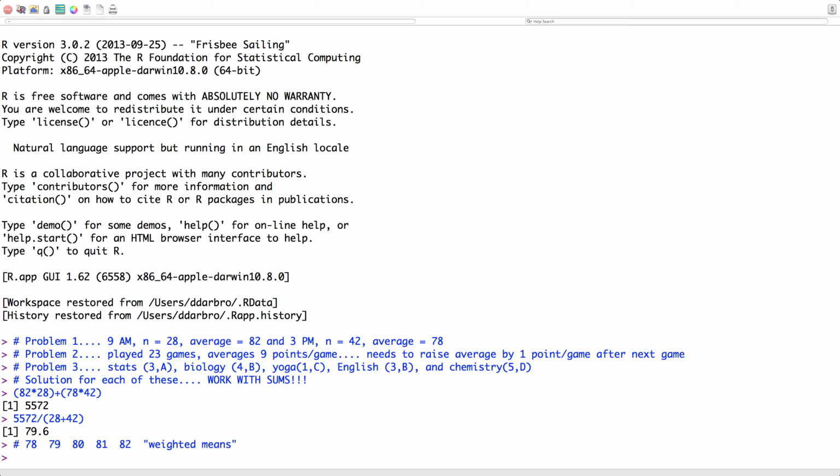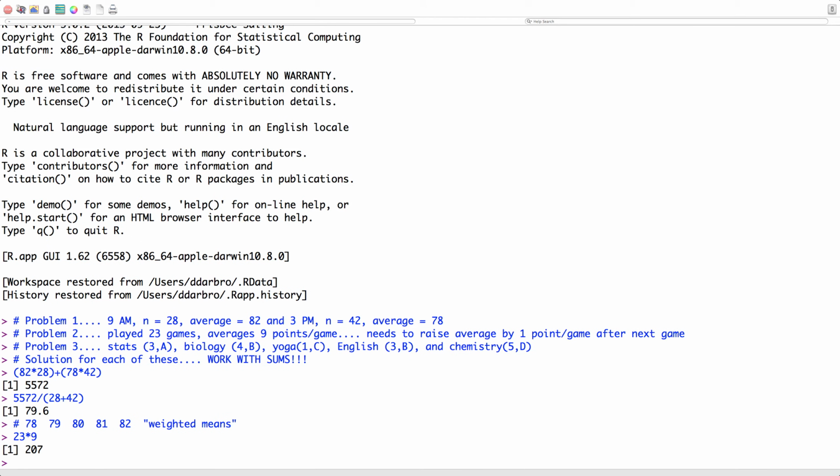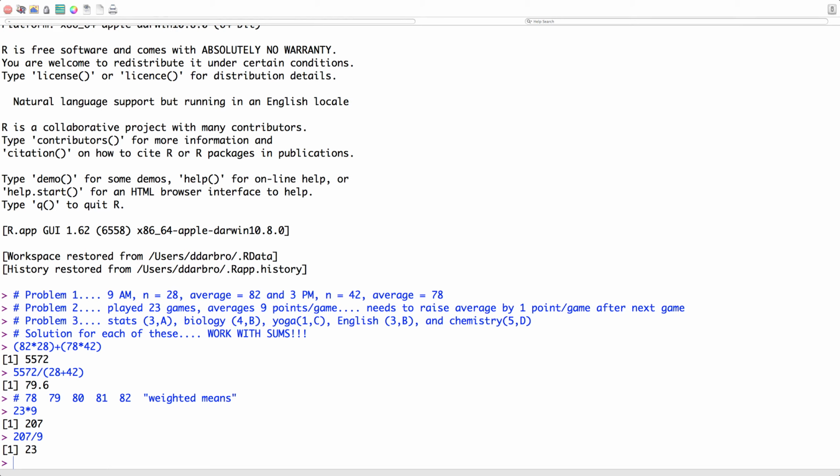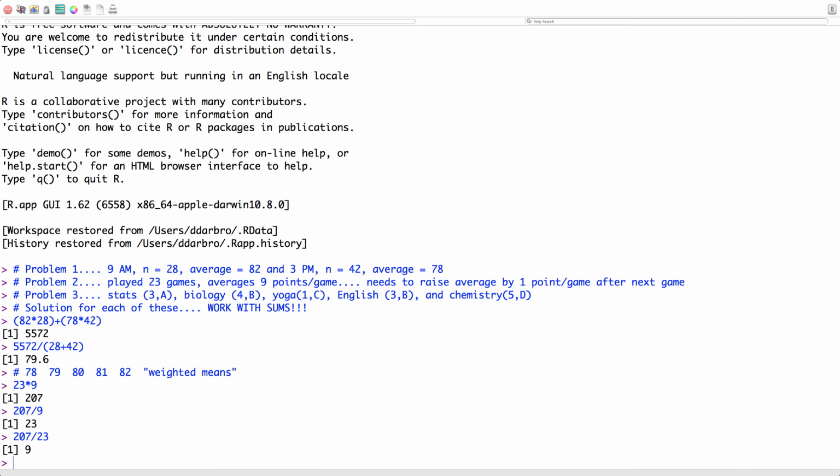Problem number 2. The player has played 23 games and is averaging 9 points per game. Now, I don't know what the scores have been, but I know that this basketball player had to have scored 207 points. Because if I take 207 divided by 23 games, then I get 9 points per game.